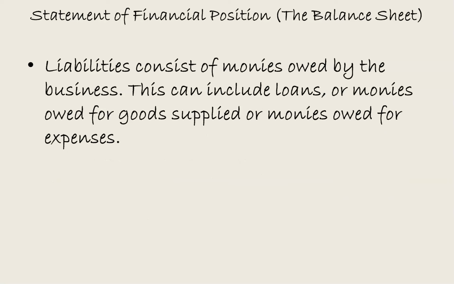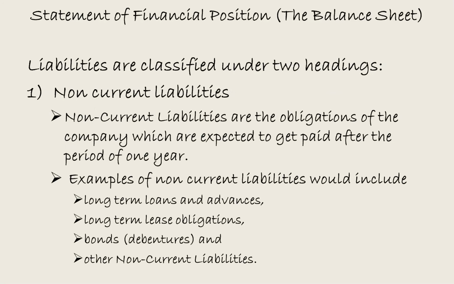Liabilities consist of monies owed by the business. This can include loans, or monies owed for goods supplied, or monies owed for expenses. Liabilities are classified under two headings. 1. Non-current liabilities. Non-current liabilities are obligations of the company which are expected to get paid after a period of 1 year, and examples of non-current liabilities would include long-term loans, long-term lease obligations, bonds, sometimes referred to as debentures, and other non-current liabilities.